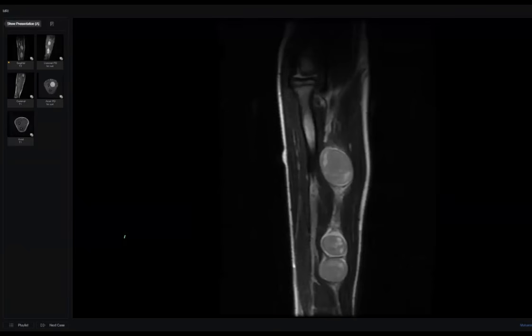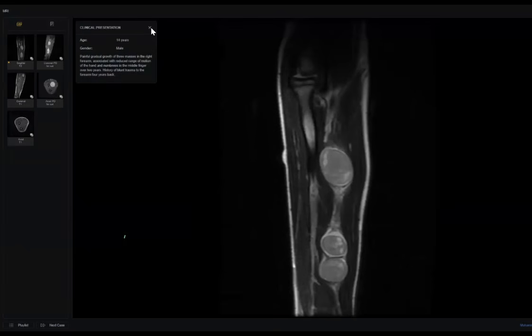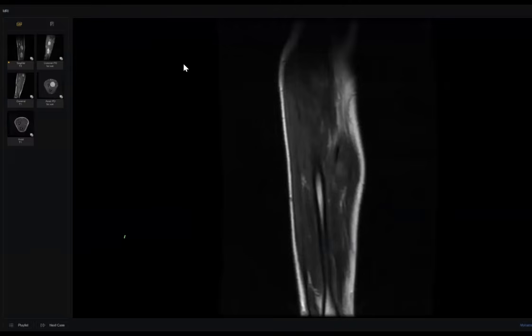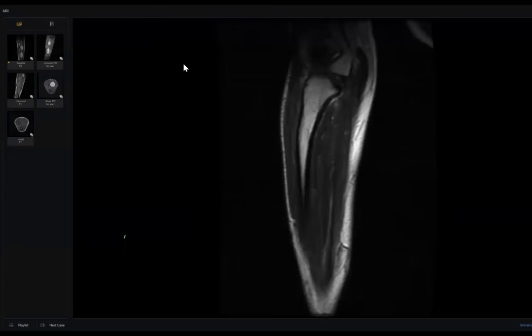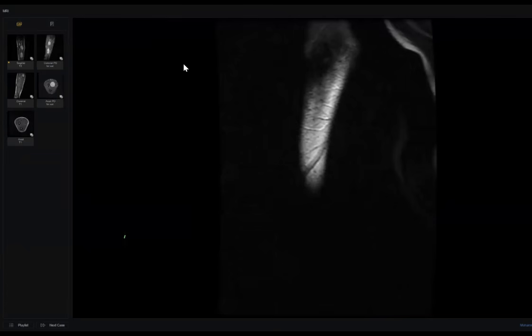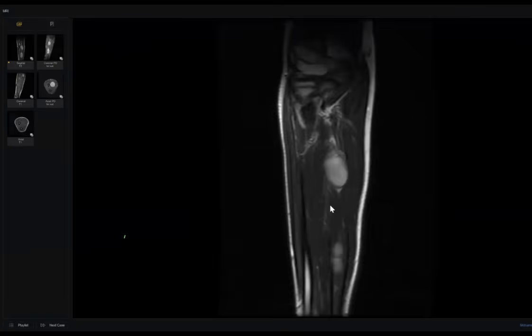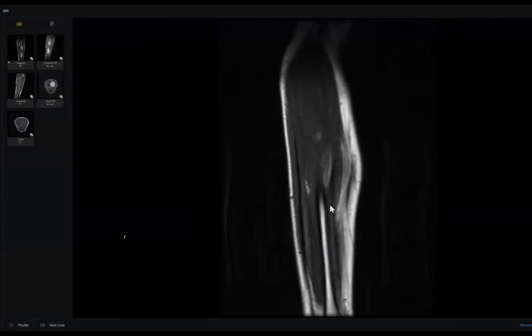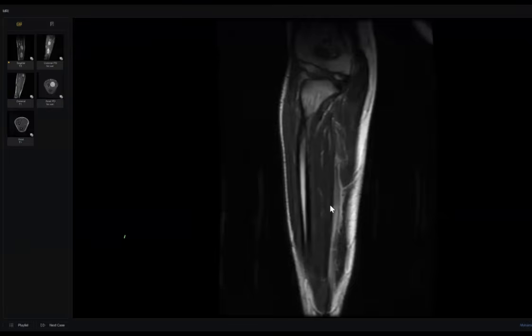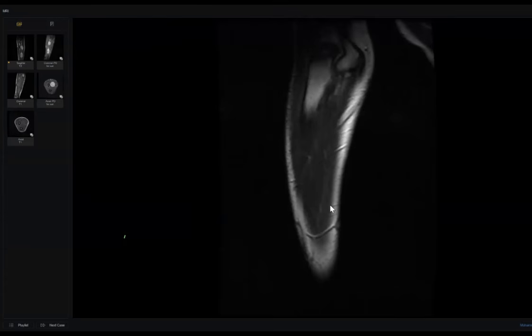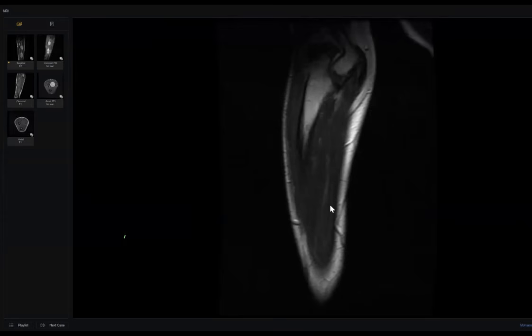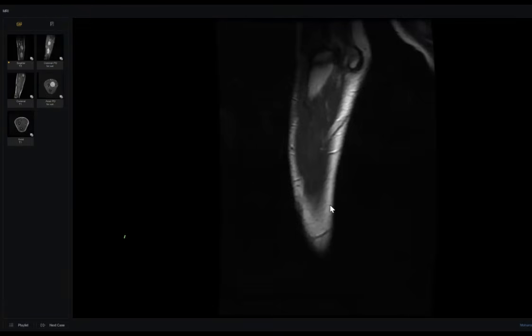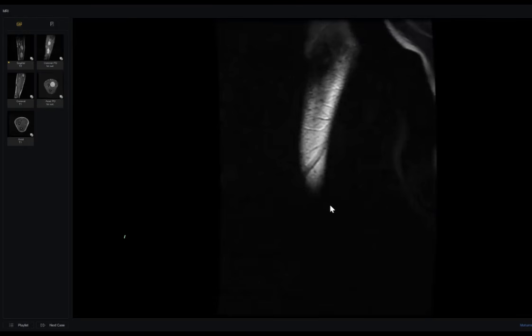Assalamu alaikum, sir. Doctor, this is a 14-year-old male patient presented with pain of the forearm. Sorry, sir, can you repeat the history? A 14-year-old male patient presented with pain of the forearm. Sir, I am unable to scroll.